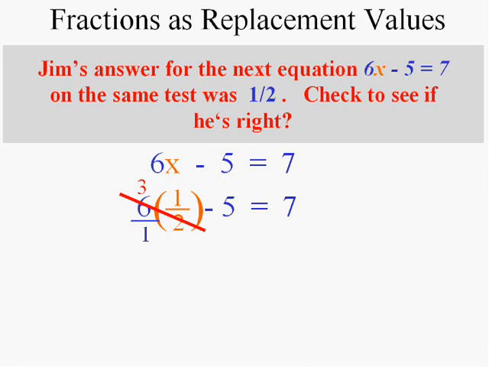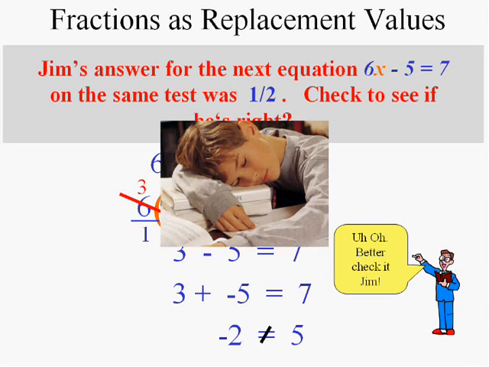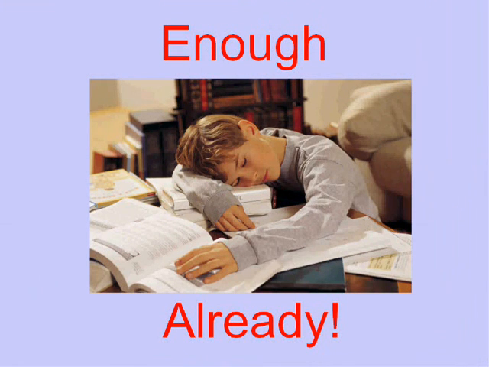I really don't have to write the 1. And all of that is going to equal 3. And 3 minus 5, or 3 plus negative 5, equals negative 2. And the left side doesn't equal the right side. So Jim must have made a mistake. We'll have to fix this, okay? We'll have to resolve the problem until, after checking, the left side equals the right side. Okay? Now I want you to dig in and do the homework and practice that.